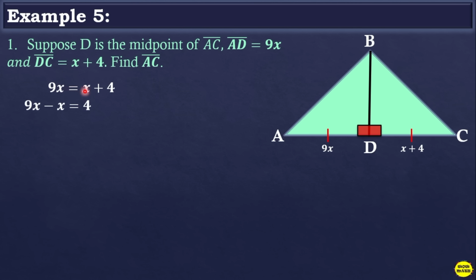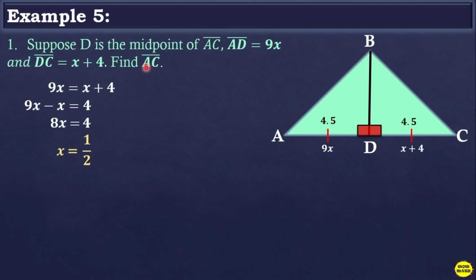So, 9x minus x is equal to 4. That is 8x is equal to 4. So, that is 1 half. Your x is equal to 1 half or 0.5. So, pag sinubstitute natin dito sa 0.5, 9 times 1 half or 9 times 0.5, that is 4.5. Ganon din po sa kabila, 0.5 plus 4, so 4.5. So, as you can see, they are equal.